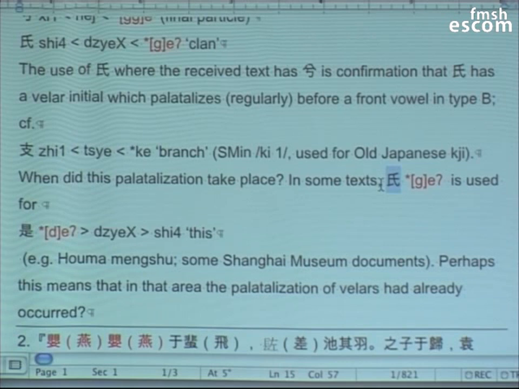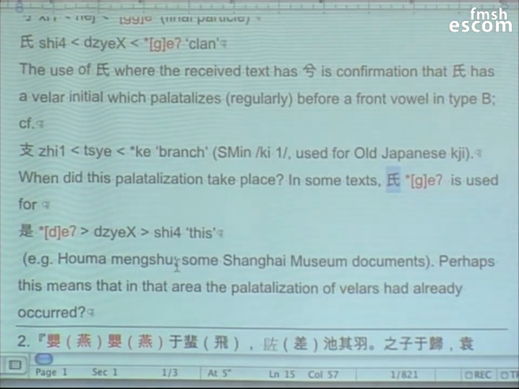Okay. One of the places you find it, and very early, is the Houma Meng texts, which date from the 5th or 6th century BCE. You also find it in some Shanghai Museum documents, not all, but a couple of centuries later. The Houma Meng texts, in terms of geography, are from Shanxi, which is the ancient state of Jin. And I was trying to find out exactly where this habit of writing shi with this occurred. And I looked at my trusty He Linyi. This is the kind of thing he's great for.